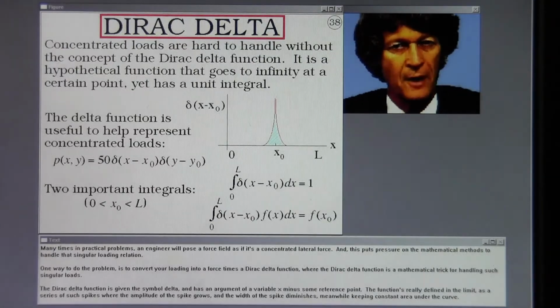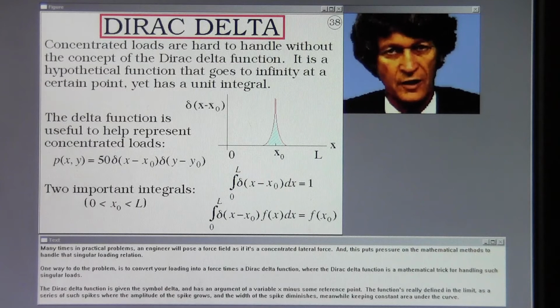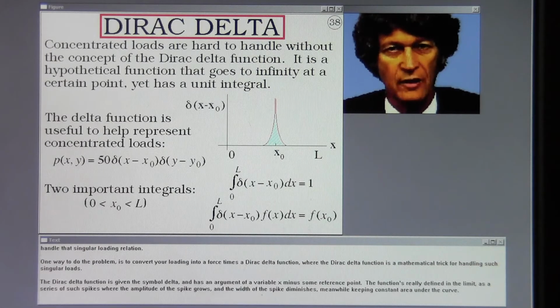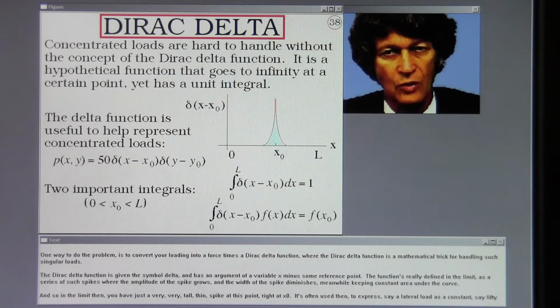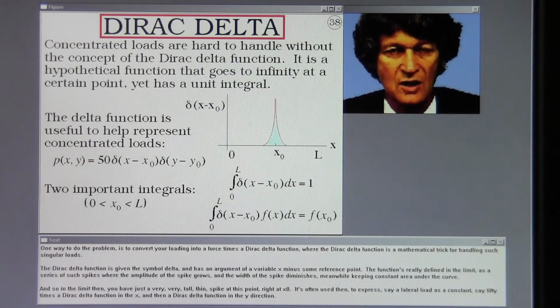Many times in practical problems, an engineer will pose a force field as if it's a concentrated lateral force. And this puts pressure on the mathematical methods to handle that singular loading relation. One way to do the problem is to convert your loading into a force times a Dirac delta function, where the Dirac delta function is a mathematical trick for handling such singular loads.